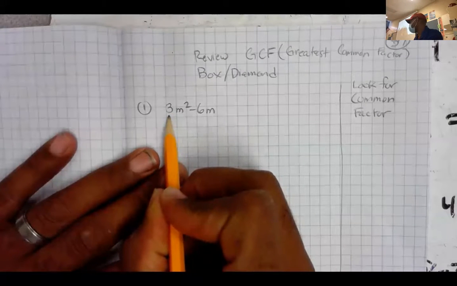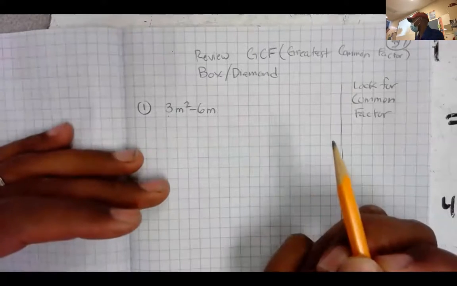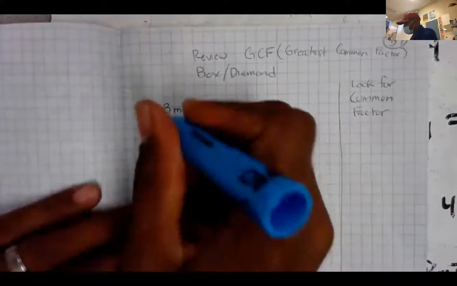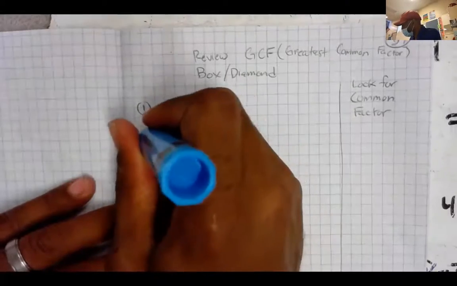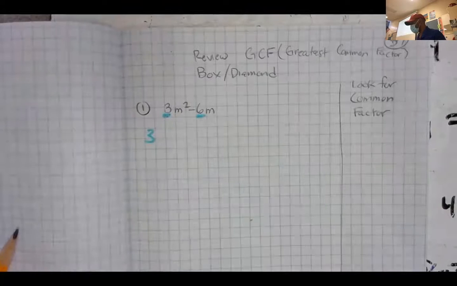If I'm looking at the coefficients 3 and 6, what number could I divide into both 3 and 6? Well, they're both divisible by 3. So that's a common factor between those two coefficients, those two numbers.